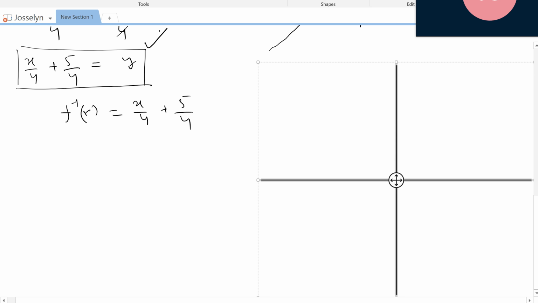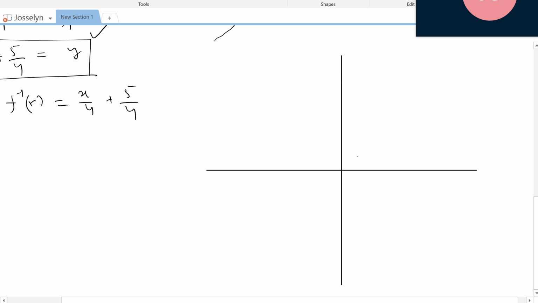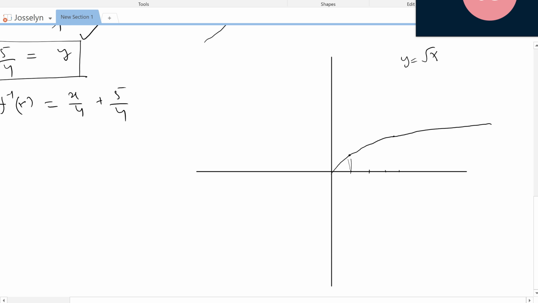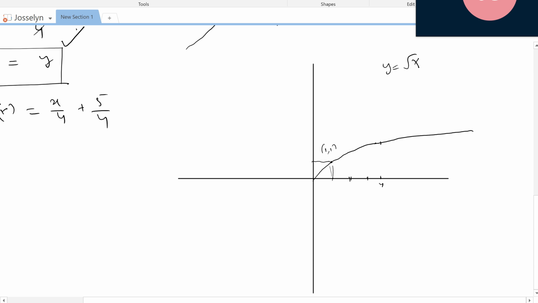If you have 1, 1, I'm gonna consider that one. For 4, 2, 3, 4, it's gonna be 2, right? Looks like that. So when you substitute 1 here, y is gonna be 1 as well. So 1, 1, and when I substitute 4, y is gonna be 2. So it's 4. It's a little bit off. It should be here. X is 4, y is 2.